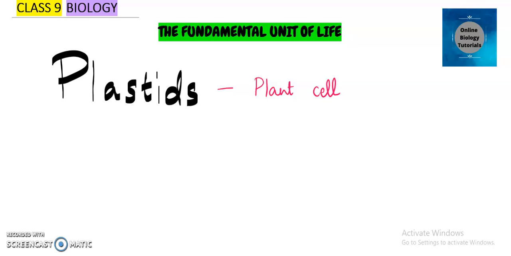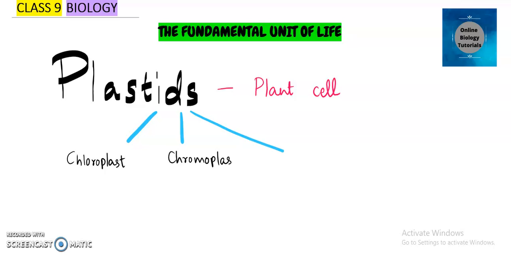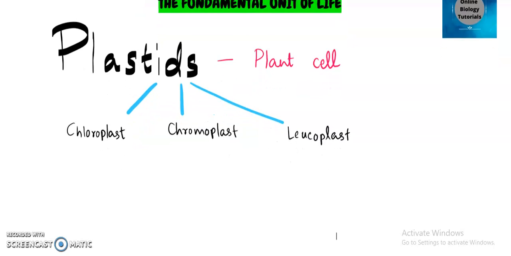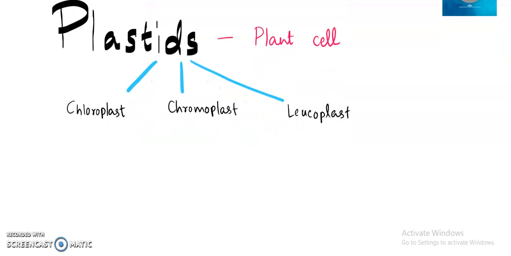Now to study the plastids, we will be making a concept map, a flow chart. Plastids are of three types in the plant, right? The first one is known as chloroplast. The second one is known as chromoplast. And the third one is known as the leucoplast. We will be studying the structure of all these one by one.